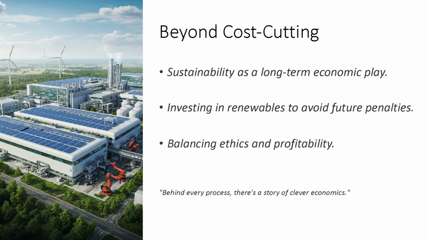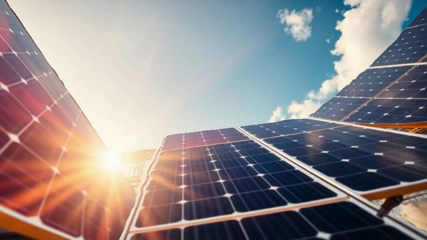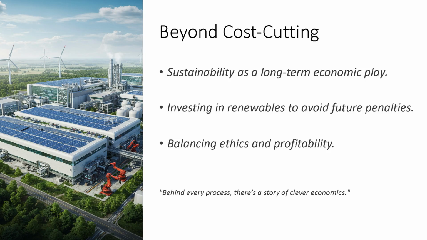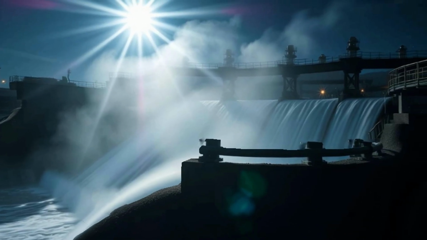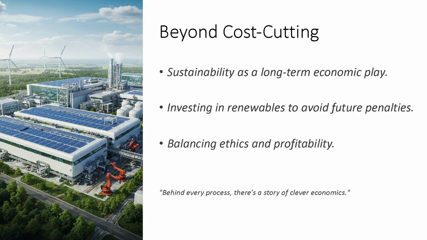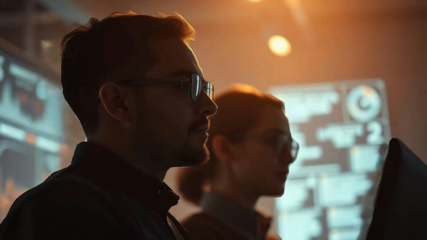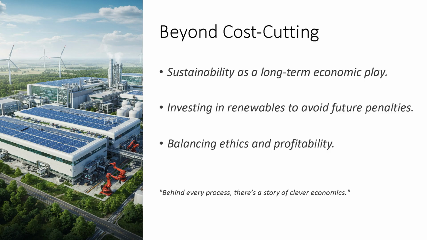So process economics isn't just about cutting costs, it's about long-term resilience. Take sustainability. A company might pay more for solar panels today to avoid regulatory fines or reputational damage tomorrow. This isn't charity, it's strategic risk management. Balancing ethics and profitability can be tricky, but it's achievable. For instance, a textile factory might invest in water recycling systems, reducing both environmental impact and long-term water costs. Remember, behind every process, there's a story of clever economics. Whether it's redesigning a product or adopting green tech, the goal is to thrive in an ever-changing world.